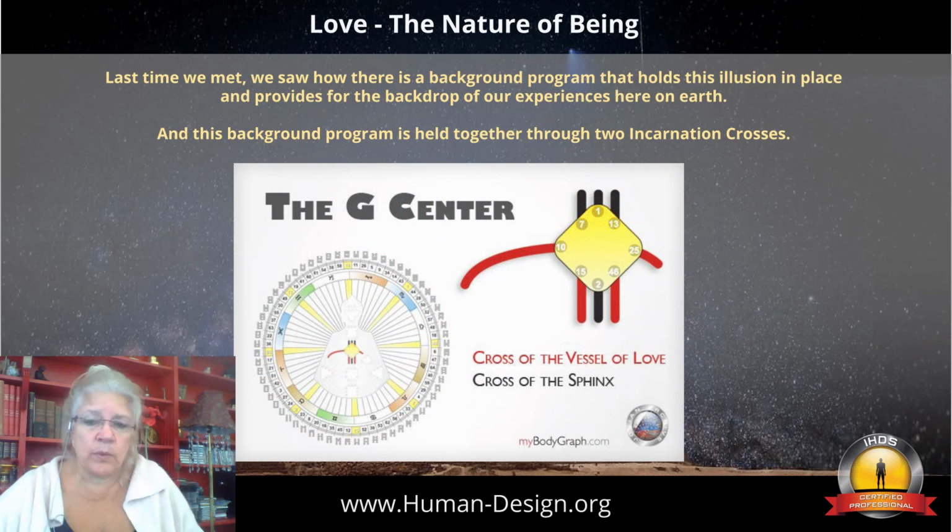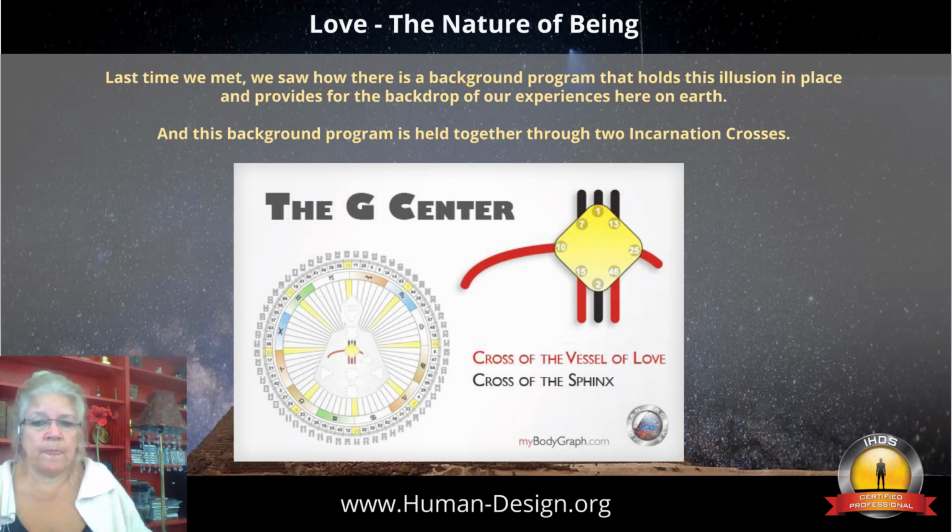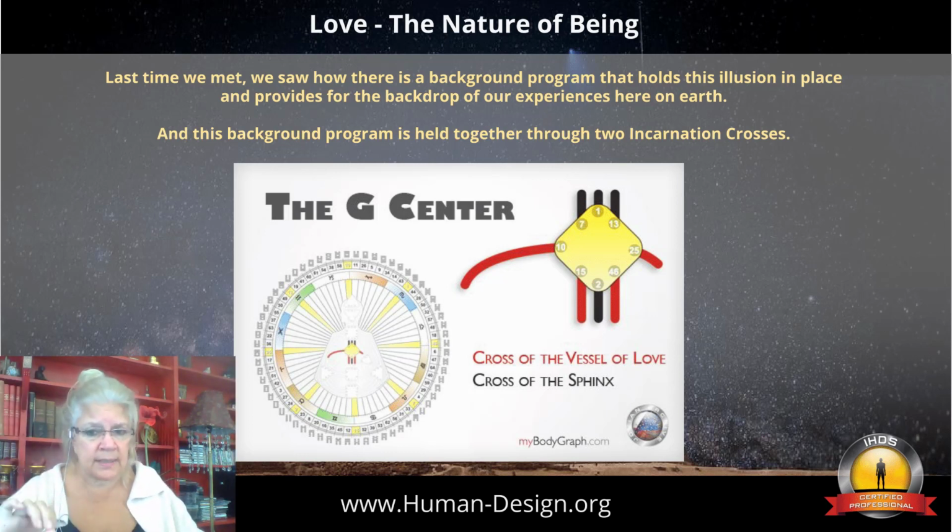Last time that we met, we were looking at how there's the background program that holds us in this illusion and provides the backdrop for our experiences here on Earth. And in that background program, there are these two great crosses that are holding us together: the cross of the Sphinx, which is about direction, and the cross of the vessel of love, which is about love. And our existence is held together through that illusion, through the magnetic monopole. And so it's the G Center that is integrating the genetic and the personality aspects of the microcosm totality, the self. So at the core of the G Center is the magnetic monopole.